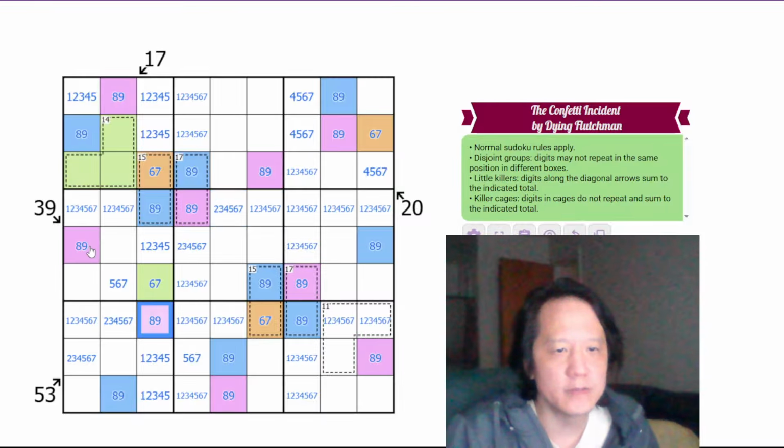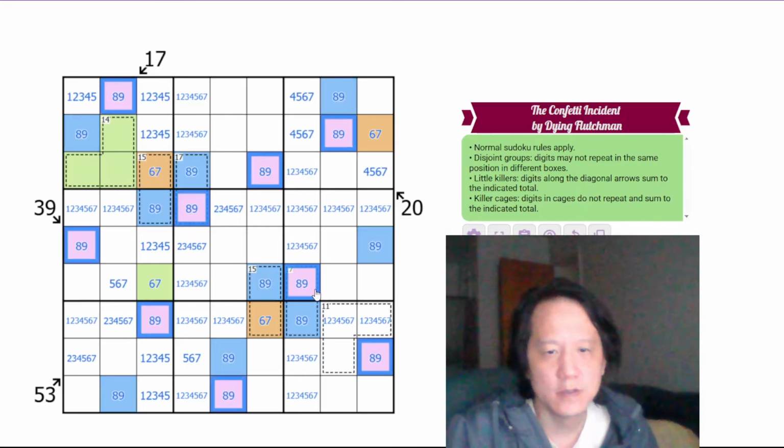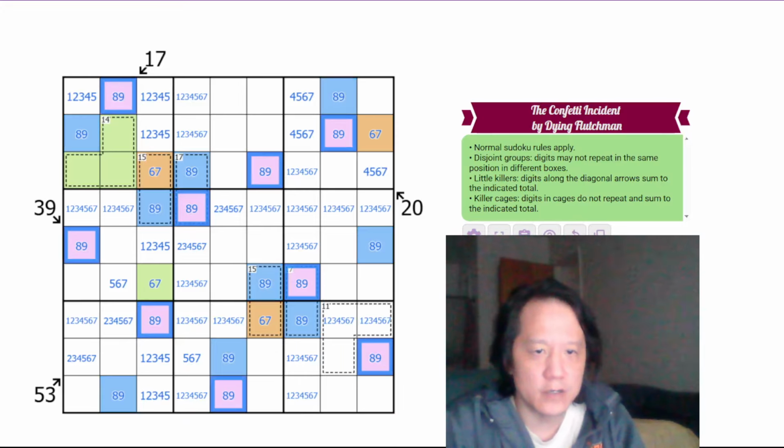That means the pink cannot be 8s. If the pinks are 8s, then this is too small, right? You have 8, 7, 8, 7, which adds up to 30, plus 8 is 38. That's too small. So the pinks have to be 9. So we know the pinks are 9. Do we have all of them? 1, 2, 3, 4, 5, 6, 7, 8, 9.